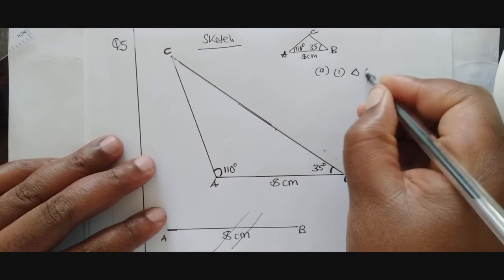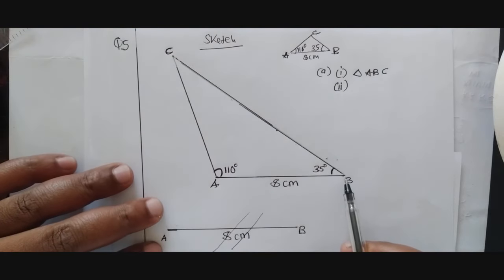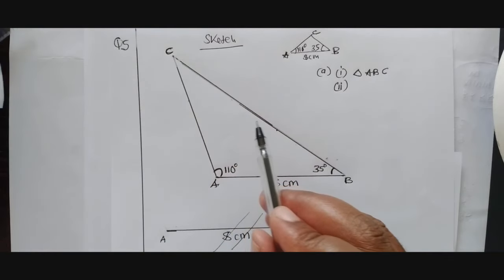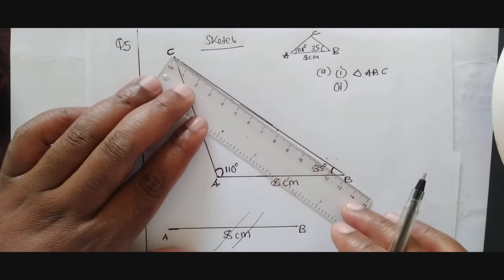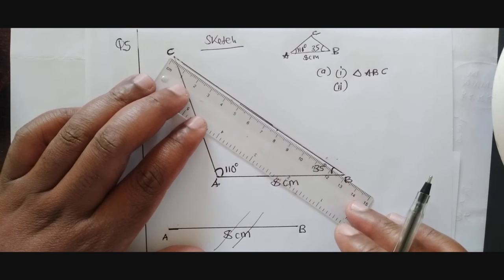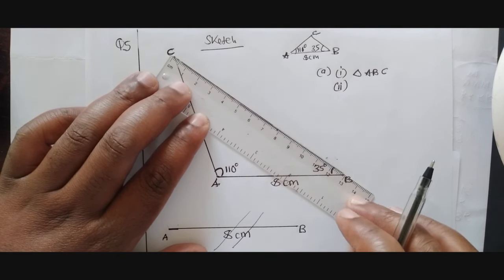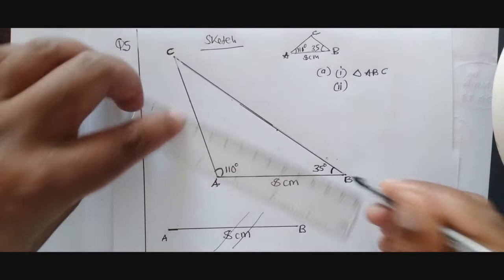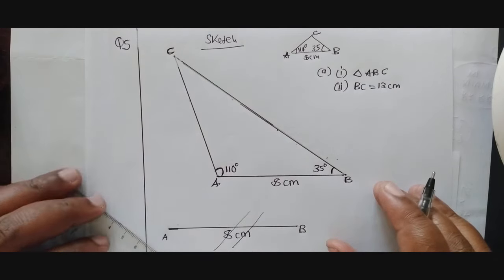Okay, so you're going to say A1, this triangle ABC, go to Roman numeral 2. What is Roman numeral 2? Measure and write the length of BC. Alright, so measure from B to C. You can use a ruler here. Okay, so I'll put my 0 mark there. Then start measuring like that. Okay, so I found 13 here. Right, so BC is equal to 13 centimeters. Okay, we are good to go.